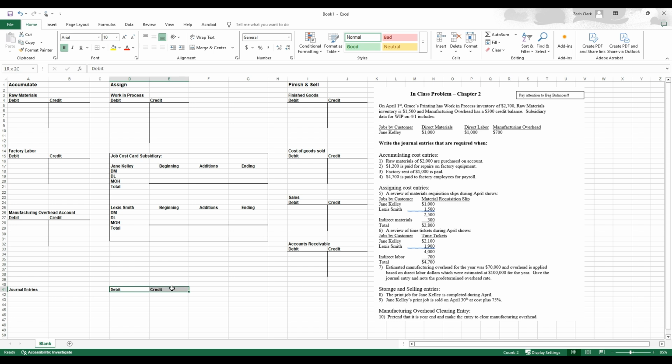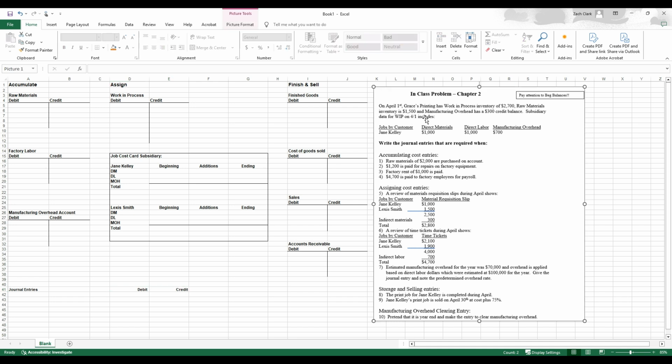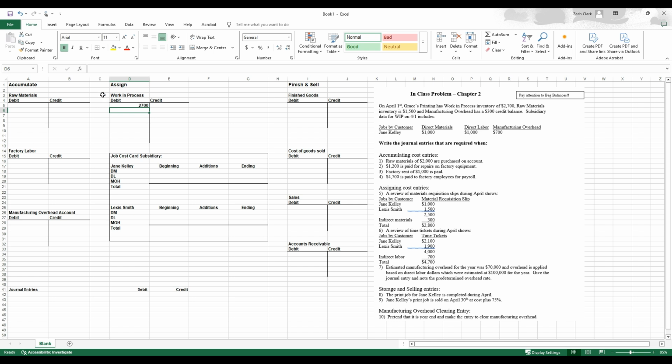So, okay, let's start with our beginning balances. So we have one job. It's in work in process. It tells subsidiary data for work in process. And let's start here. It tells us overall balances for our company, Grace Printing. So we have work in process of $2,700. We have raw materials inventory of $1,500, and manufacturing overhead has a $300 credit balance. So let's put that in the credit balance there. Okay. And then now that's great.